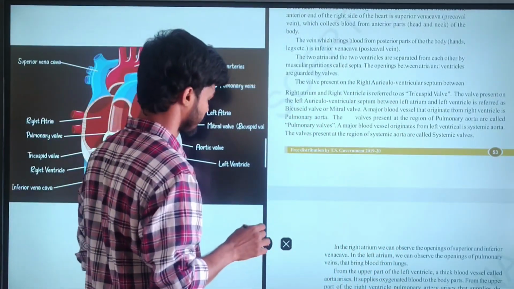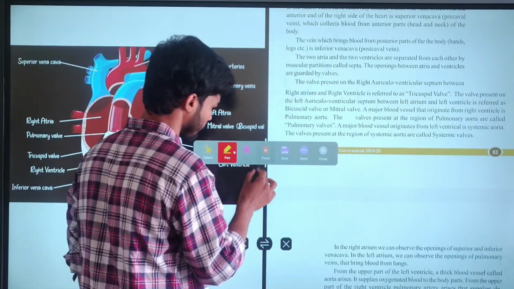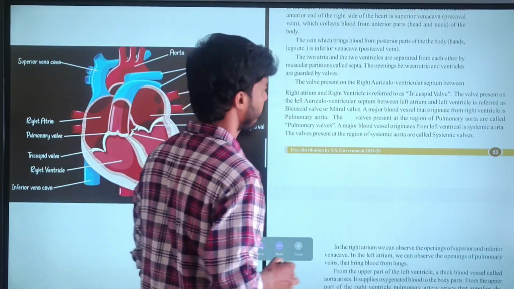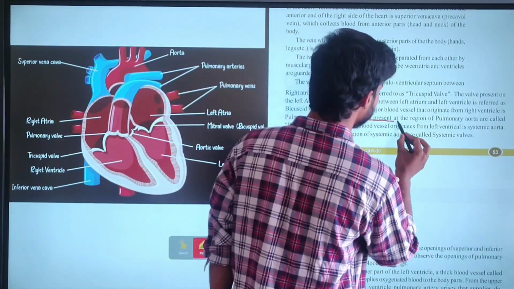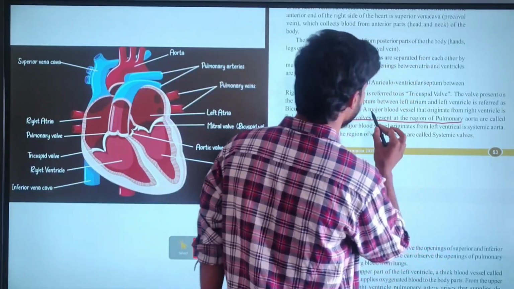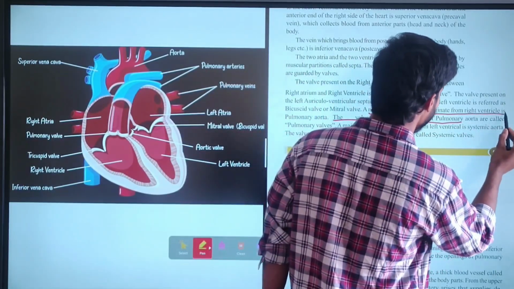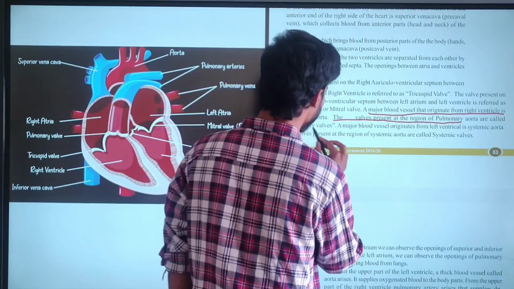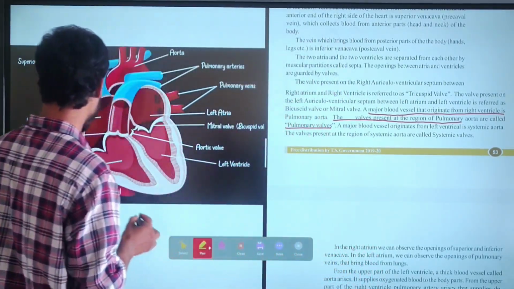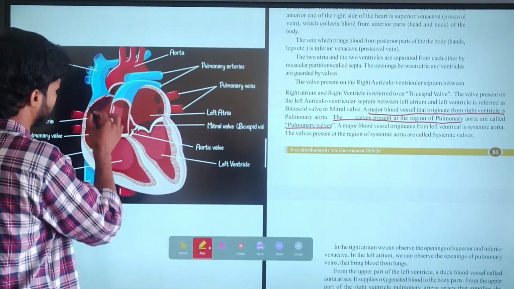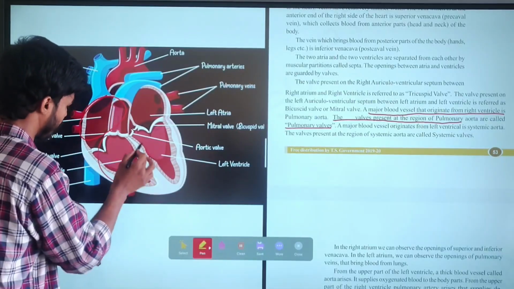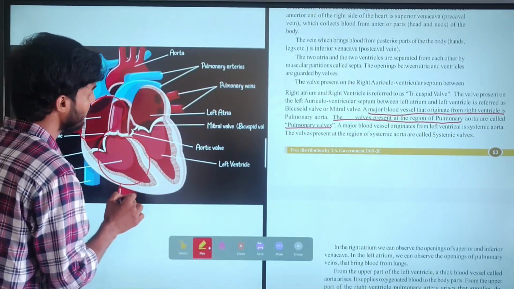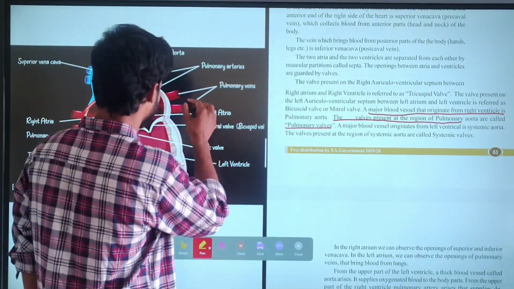Look here. What is given? The major valves are present in the region of the pulmonary artery. The major blood vessel originating from the right ventricle is the pulmonary artery, and its valves are the pulmonary valves.